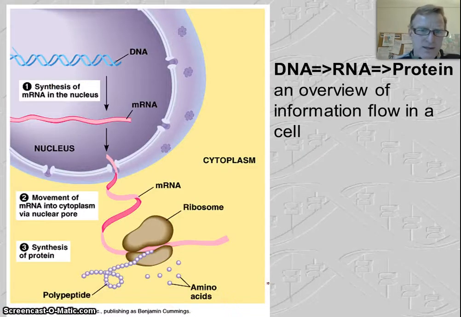Here we go. So you can see DNA stays in the nucleus and it's double-stranded. It's going to get copied into a type of RNA called mRNA. Now M just stands for messenger RNA. This is the messenger.